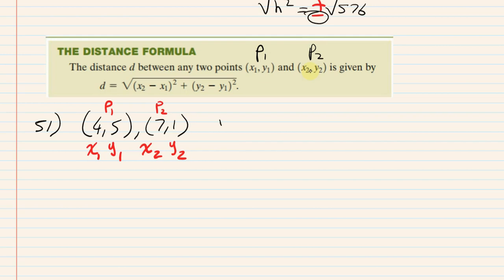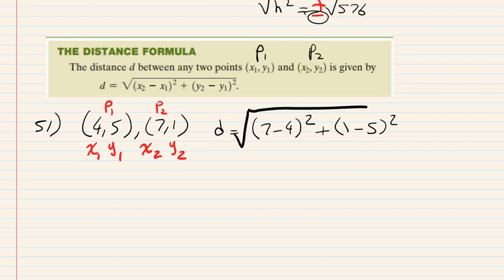So the direct distance between them is going to be x2 minus x1, which is 7 minus 4, you square it, plus y2 minus y1, you square it. And then of course, once we do that, we take the square root of this whole thing. And that's what that is. Okay, let me tidy up this thing. Better.